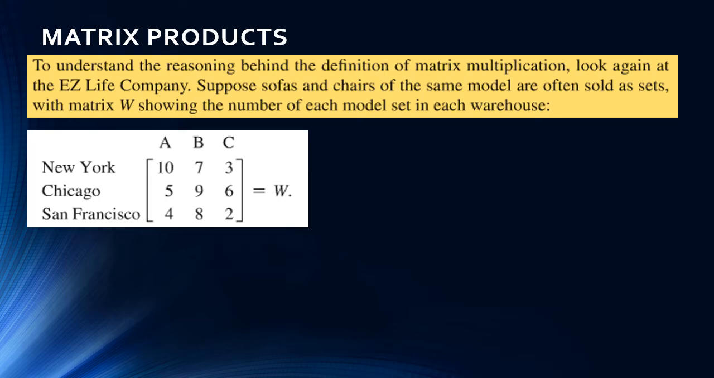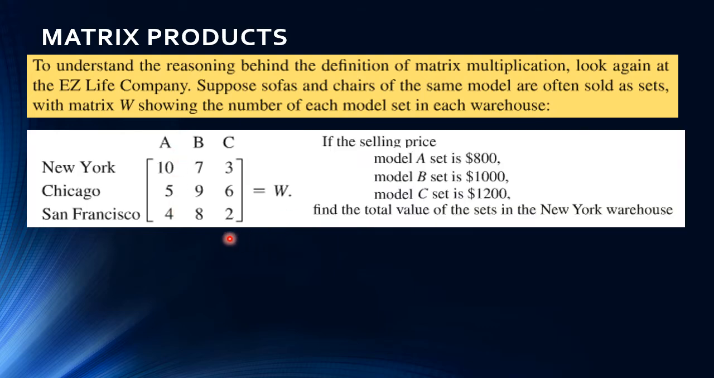Let me get my pointer here. There are 10 sets of Model A in New York. There are 5 sets of Model A in Chicago. And there are 4 sets of Model A in San Francisco. If the selling price for Model A set is $800 and the Model B set is $1,000, and the Model C set is $1,200, find the total values of the sets in New York warehouse.